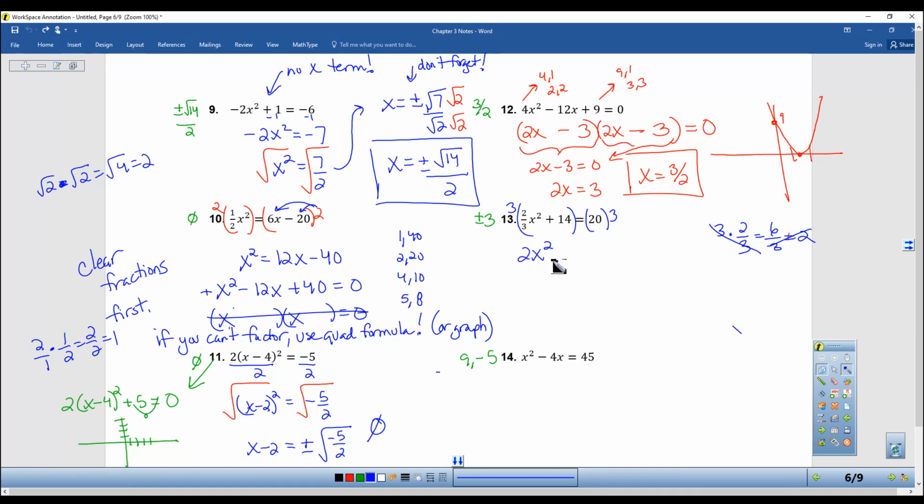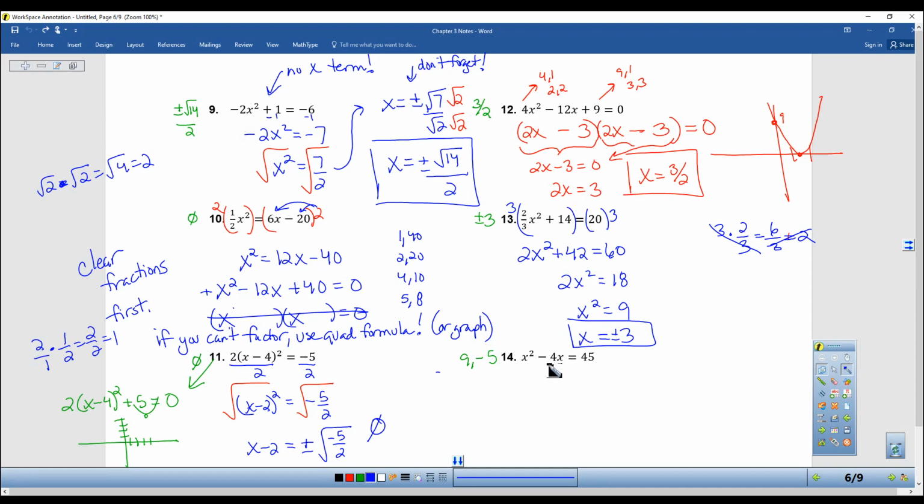So it's going to be 2x squared. 3 times 14 is 42, and 3 times 20 is 60. 2x squared is equal to 18. x squared is equal to 9. x is equal to 3. No, plus or minus. Don't do that. So this is a lot of steps. If that last step is wrong, you're only getting half the credit because you only have half the answers. Don't forget your plus or minus.